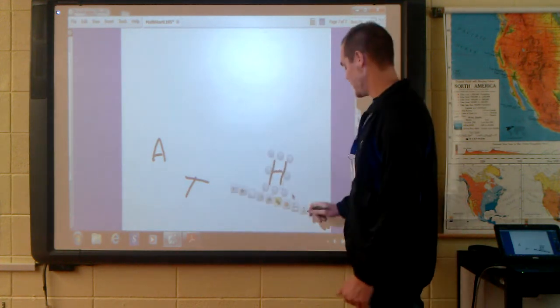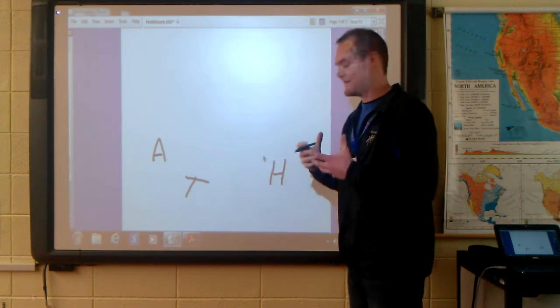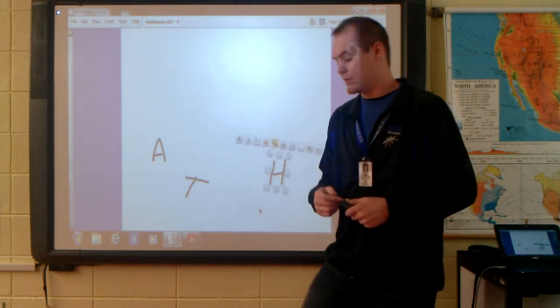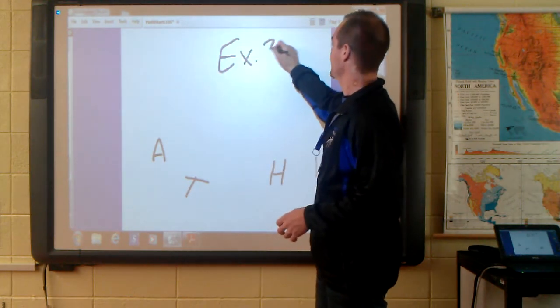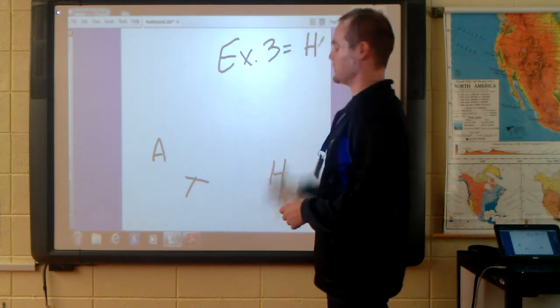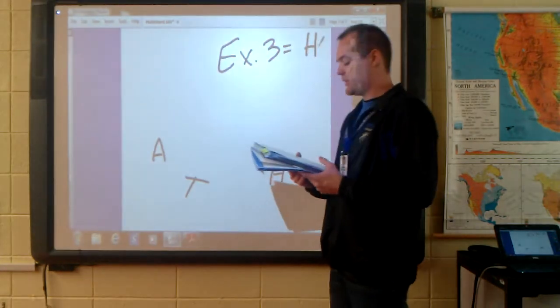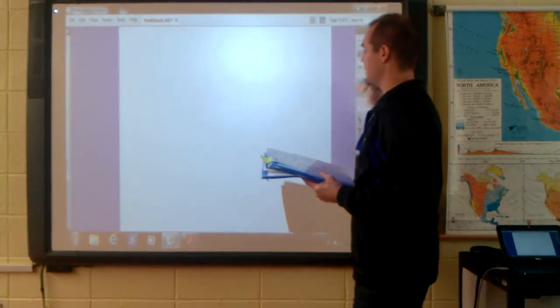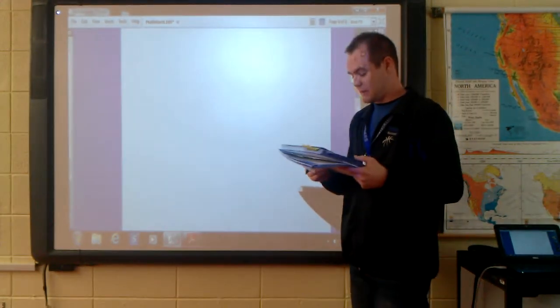Yes. Before I rotated it the full 360 degrees, it did have rotational symmetry. So, for example number 3, the letter that has rotational symmetry is H. Okay, let's look at example number 4. On the grid, there is an L-shaped figure and its reflection. Is there a line of symmetry between the figure and its image?